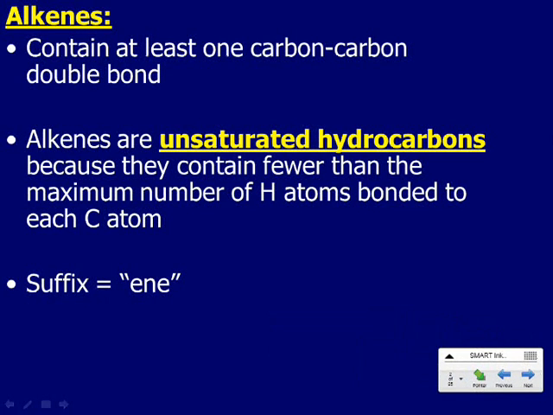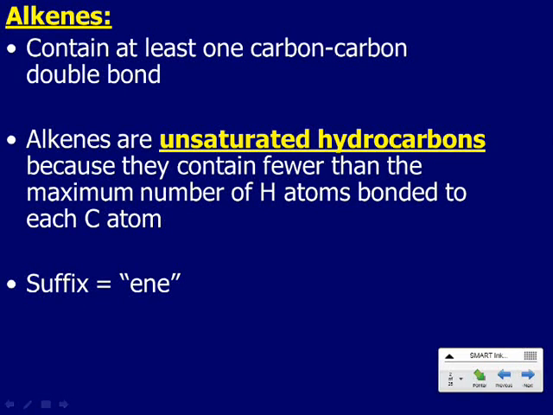So a little bit of information about alkenes. They contain at least one carbon-carbon double bond. They can have more than one. We would have a diene then. And literally that's the way it would go in the name. We'll see some examples of that.